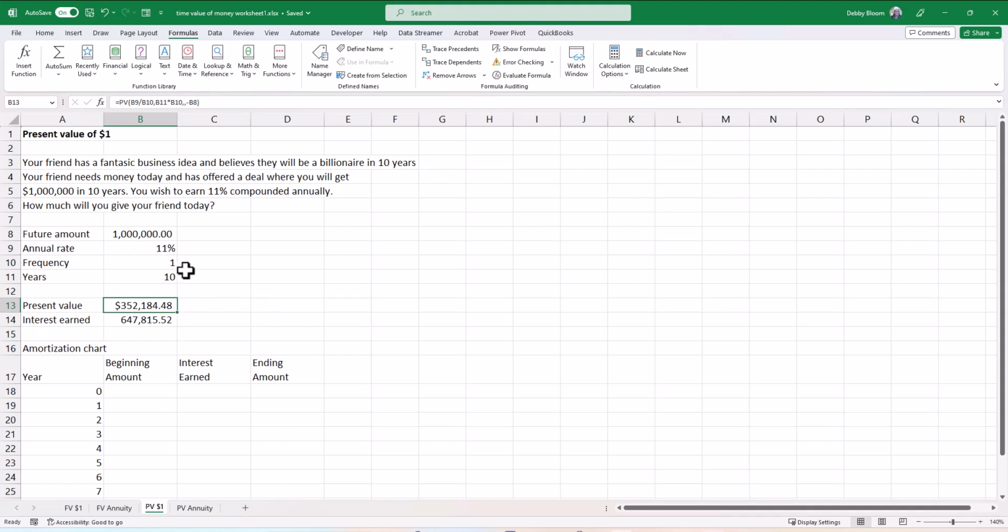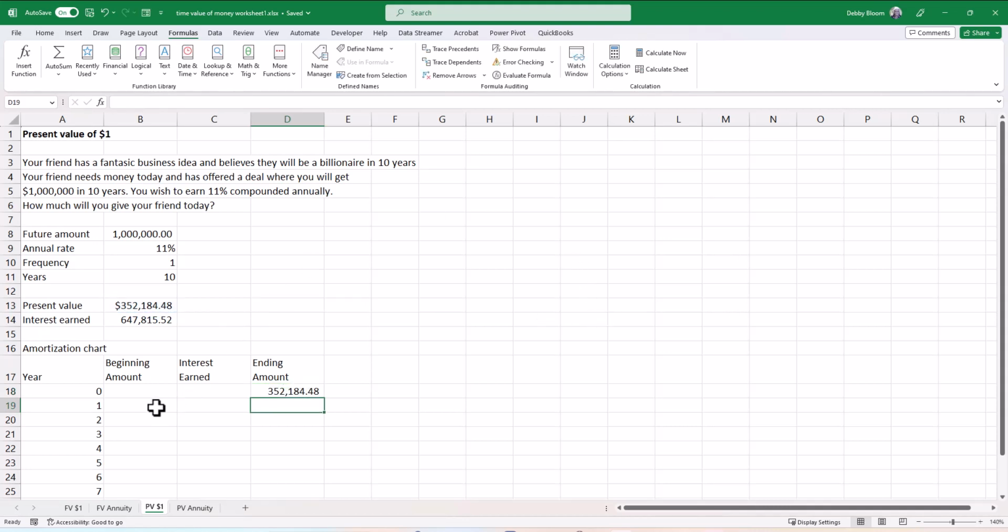Now to amortize this thing, we're going to amortize it just like the future value of $1. So we're going to start off with $352,000. That's going to grow to $1 million just by earning interest. So our ending amount, year 0, I'm going to click in cell D18, and I'm going to type an equal sign, and I'm going to click on cell B13, the present value of $352,000.